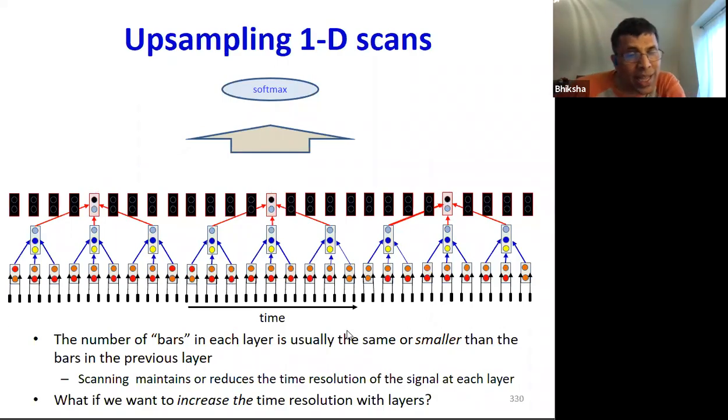Can I have the situation where my first layer reduces the size maybe by 1/3, but then in the next layer, I want to have as many outputs as the number of inputs, right? What would be the problem with trying to do something of this kind? Anyone? What would be the problem with trying to increase, in this one-dimensional case, the time resolution with the layers? What would the problem be?